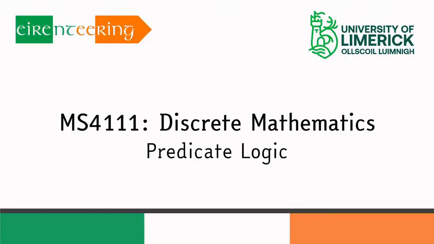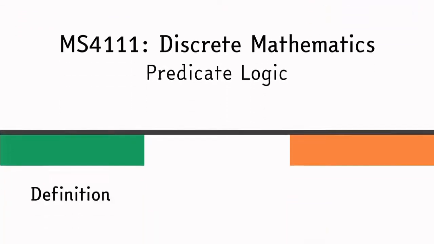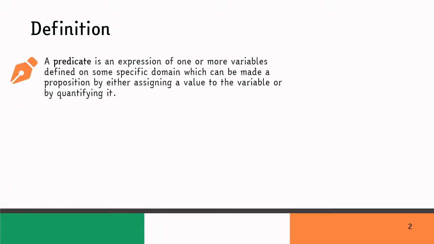Hi everyone. In this lecture, we will discuss what predicates are and how they form logic. Let's start with the definition. A predicate is an expression of one or more variables defined on some specific domain which can be made a proposition either by assigning a value to the variable or by quantifying it.